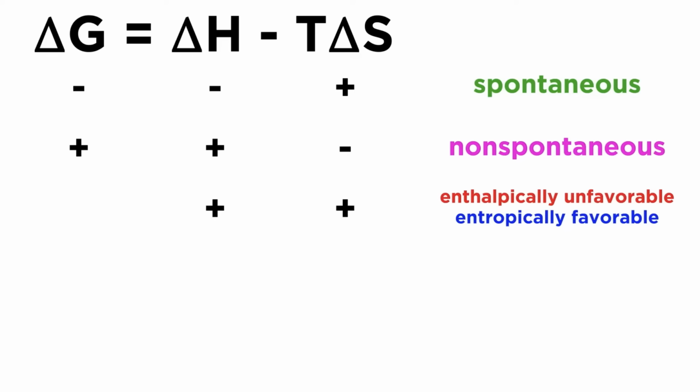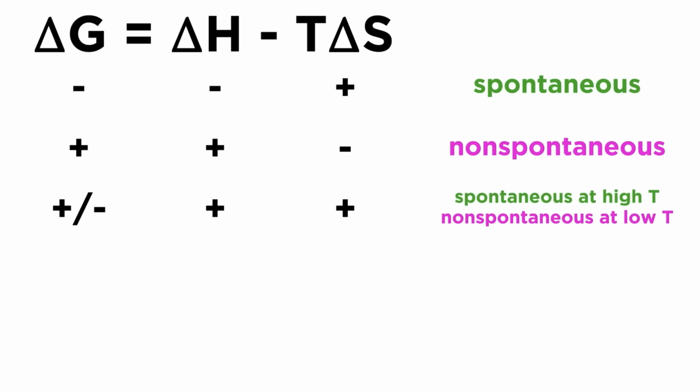Now let's examine the situation where one parameter is favorable and one is unfavorable. Let's say delta H is positive and delta S is positive, so it's enthalpically unfavorable but entropically favorable. Well, a positive minus a positive can be positive or negative depending on magnitudes. That's where temperature comes in. If the temperature is high, the second positive will be large, and a smaller positive minus a bigger positive will become negative, and the process will be spontaneous. So under these parameters, a process will be spontaneous at high temperatures.